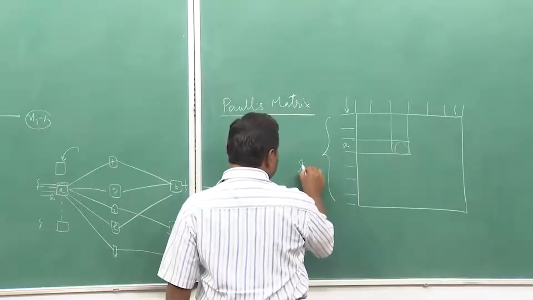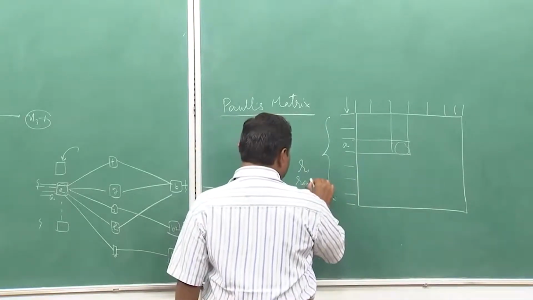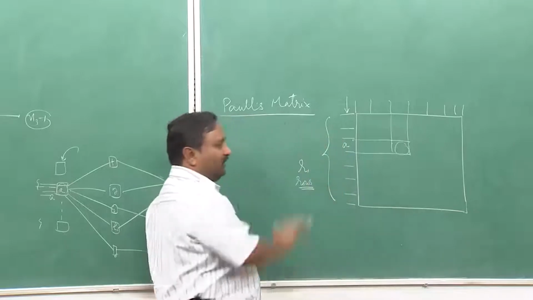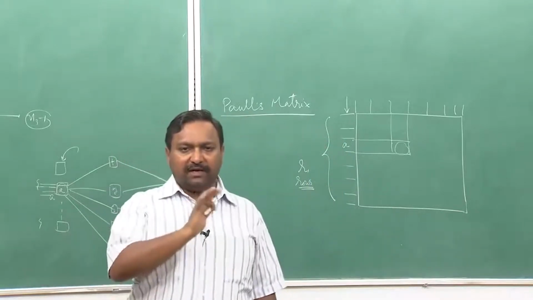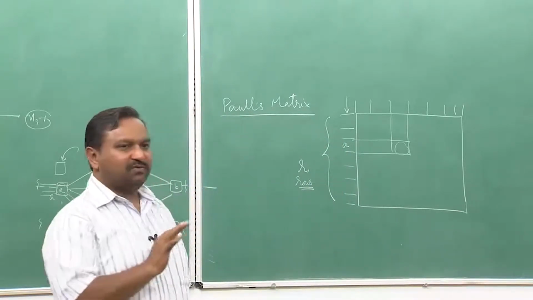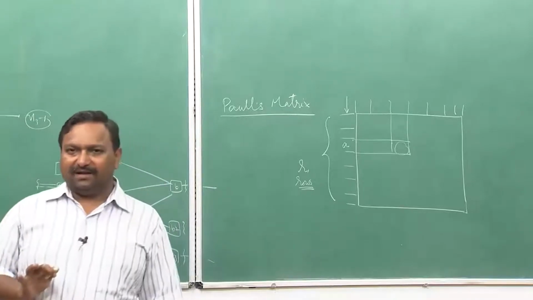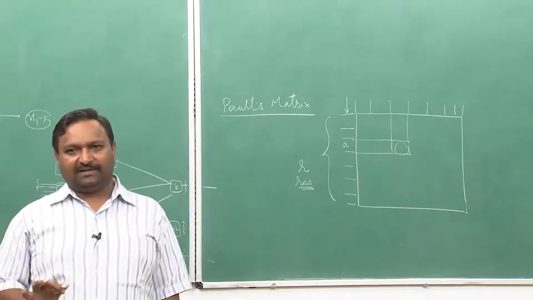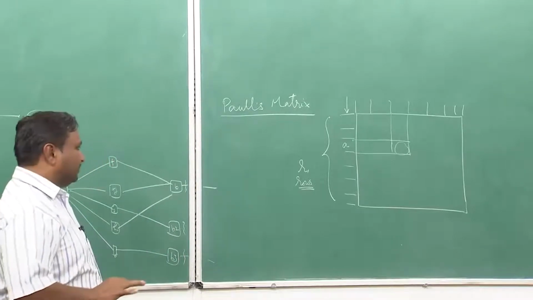So, I will write down the conditions for a Paull's matrix to be legitimate, or legal, or the correct matrix to represent a closed network.